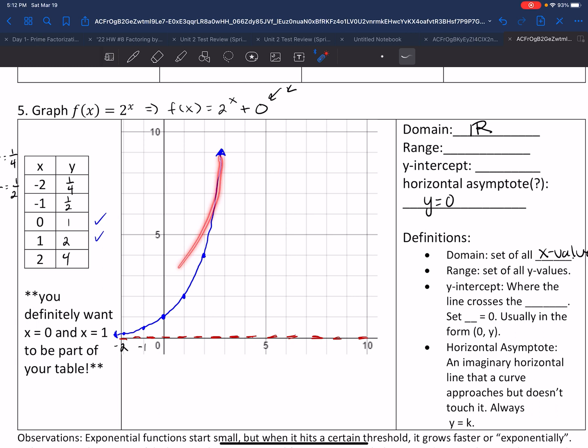This line will never, ever go over this asymptote at all. Okay, so if it's approaching this asymptote, it means that it's not going to be hitting 0 at all. Our function will never have a y value of 0. So what does this indicate for our range?